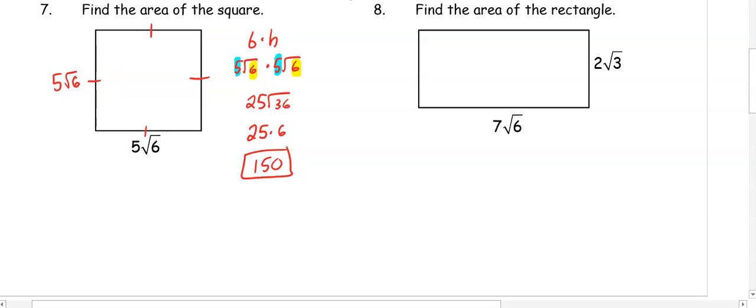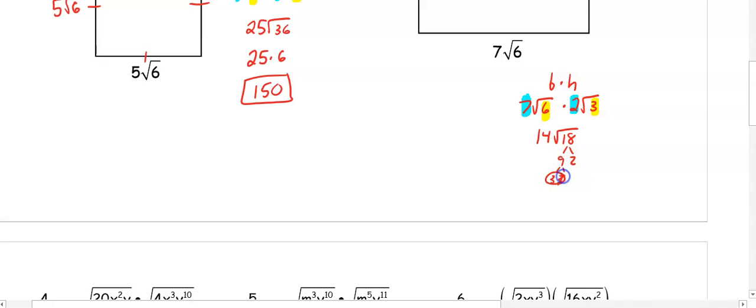When we're finding the area of a rectangle, we're doing the same thing, base times height, but we're going to have 2 different sides now. So we're going to multiply 7 root 6 times 2 root 3. On the inside, we're multiplying 6 and 3. And on the outside, we are multiplying 7 times 2. So when we multiply, we get 14 root 18. We can break 18 down into 9 and 2, 3 and 3. So our pair of 3's is going to multiply with 14, and we have a 2 left over. So that simplifies to 42 root 2.